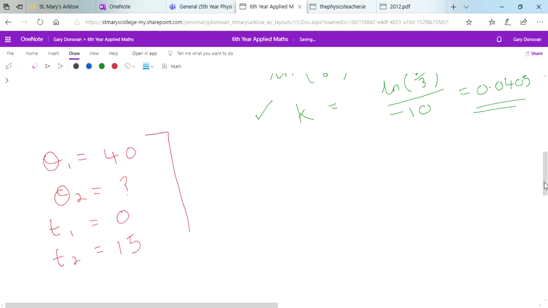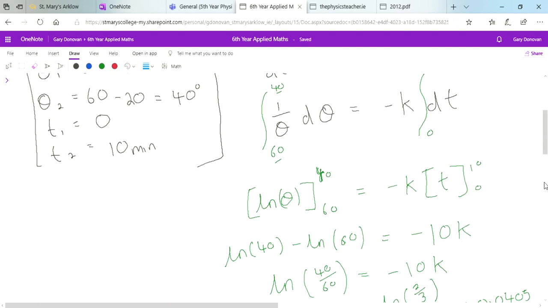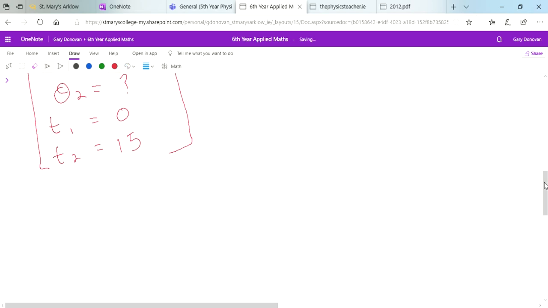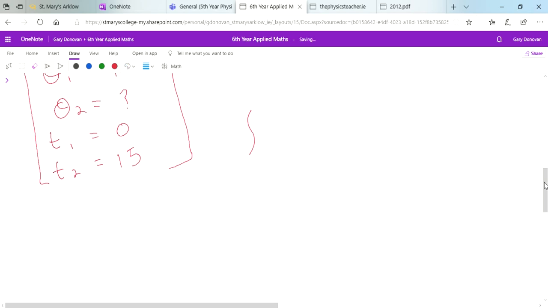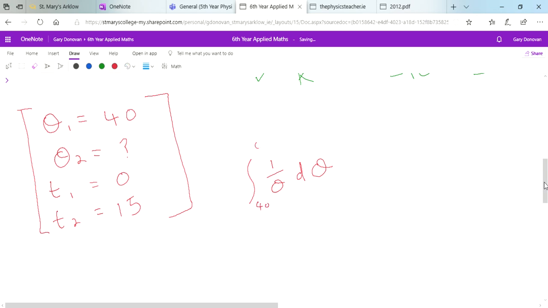So all we do now is go back to our equation, but now we know k, so we can find the missing temperature. You can pick where to go back to. You could go back to here and just put in your variables, or you could even differentiate. I'll go back to the very start. So we have 1 over theta d theta, and this time our limits are 40 and theta, equals minus k dt, and our limits are 0 and 15.